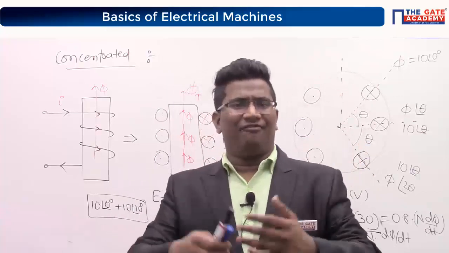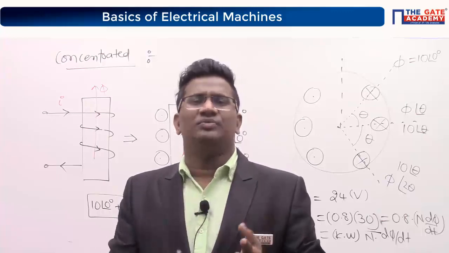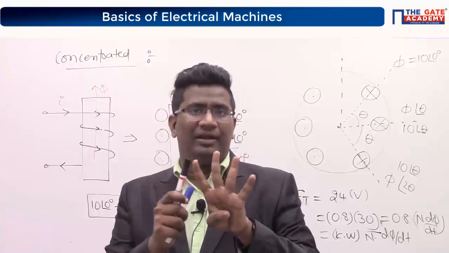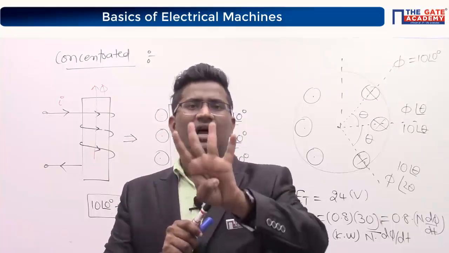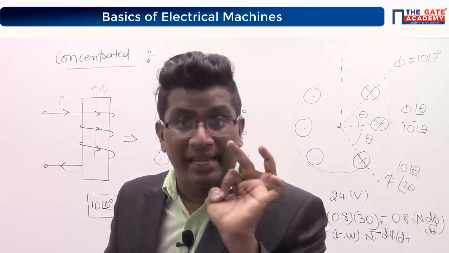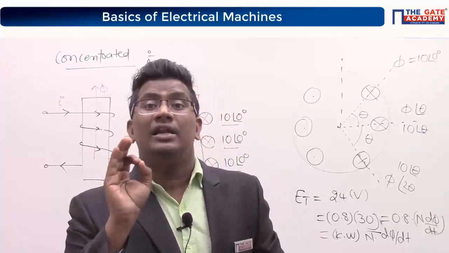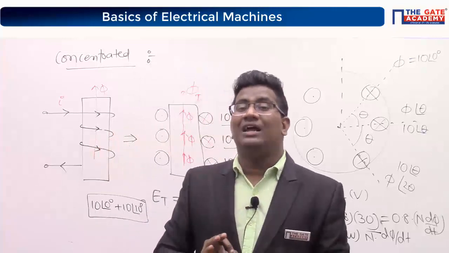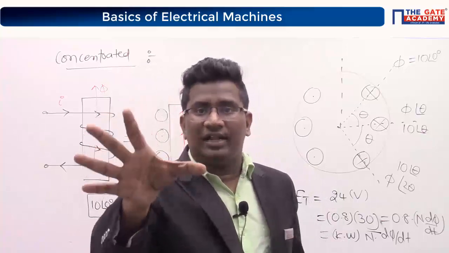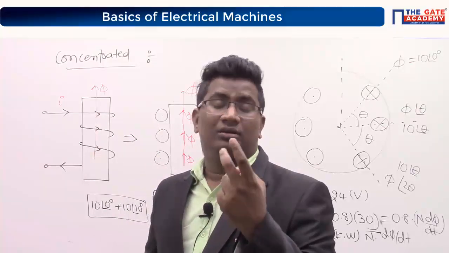But I have various machines: transformer, induction machine, DC machine, synchronous machine. 4 machines are there, na? Out of 4 machines, again I am repeating, DC, induction, transformer, synchronous, which machine will have concentrated winding? Yes, absolutely, transformer.